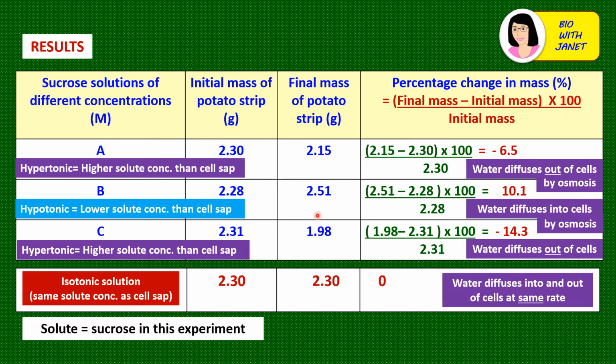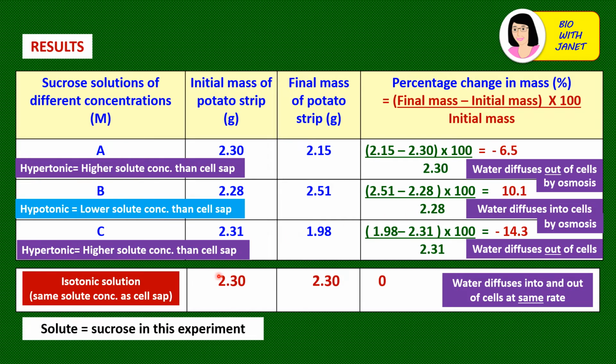Thus, the final mass of the potato strip is more than the initial mass, right? Okay, so we can explain this way. The sucrose solution B is hypotonic to the cell sap of the potato cells, meaning it has a lower solute concentration than the potato cells. So according to the osmosis rule, water diffuses from the hypotonic solution to the hypertonic solution by osmosis. Thus, water diffuses into the cells by osmosis, and the potato strip gains water and gains mass.